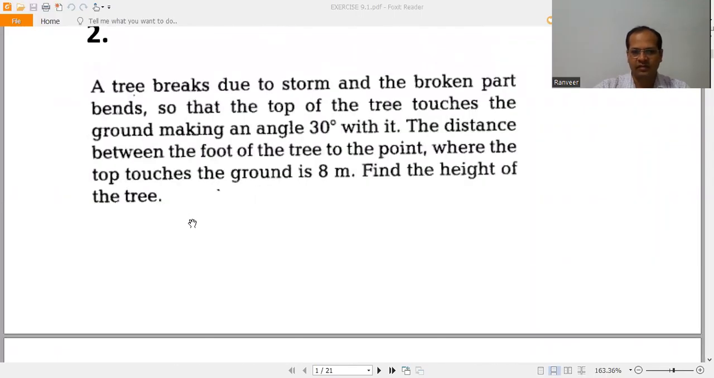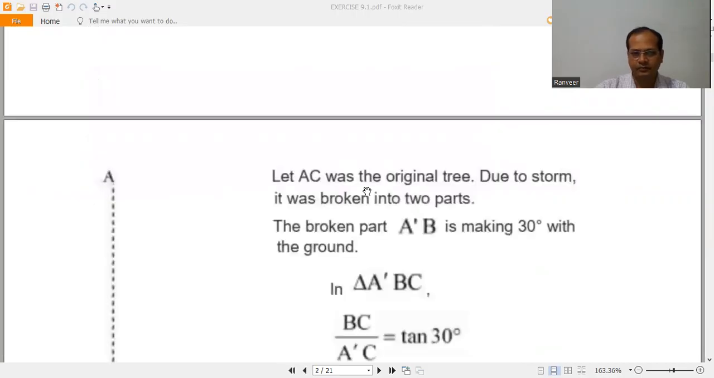Now, next question. A tree breaks due to the storm and the broken part bends so that the top of the tree touches the ground, making an angle of 30 degrees with it. The distance between the foot of the tree and the point where the top touches the ground is 8 meters. Find the height of the tree.